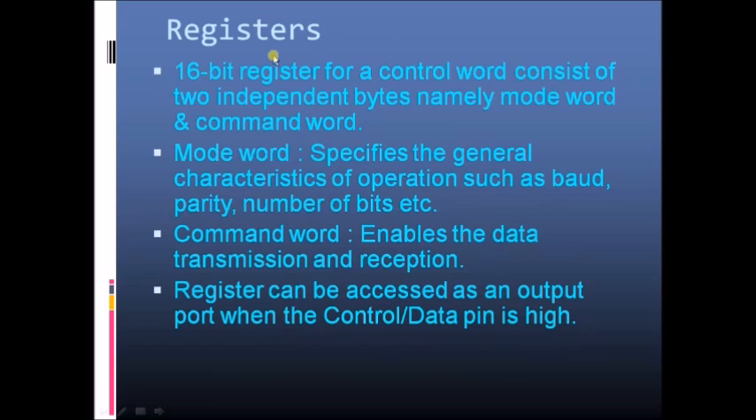Now let us see the registers which are present inside the control logic block. The first register that we come across here is the control register. It is a 16-bit register and it is divided into 2 parts: one is the mode word register and the other one is the command word register. The mode word register specifies the parity bits, stop bits, all those things, and the command word is used for controlling the operation of 8251.